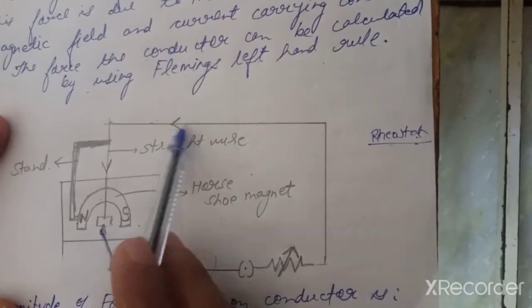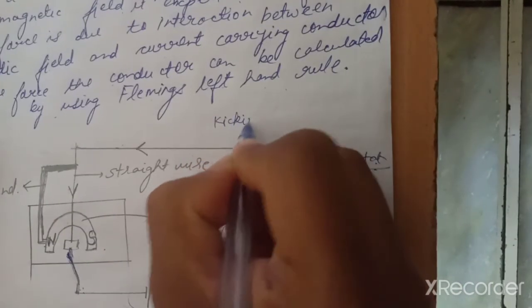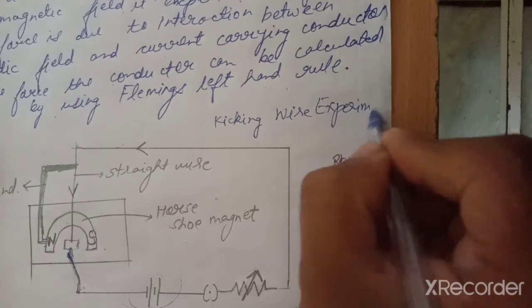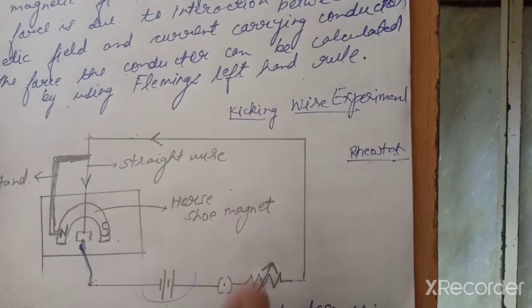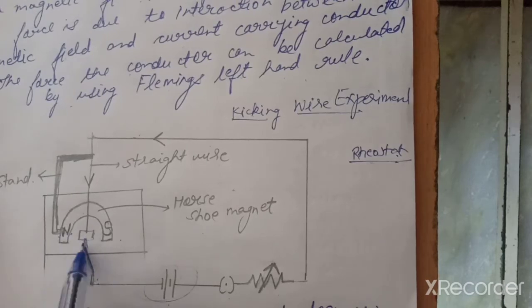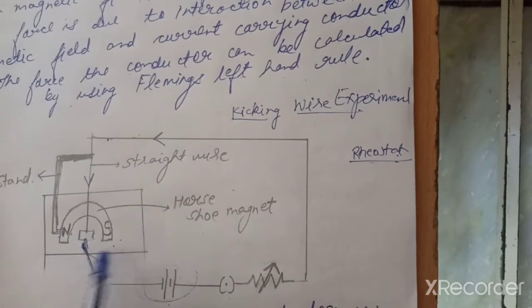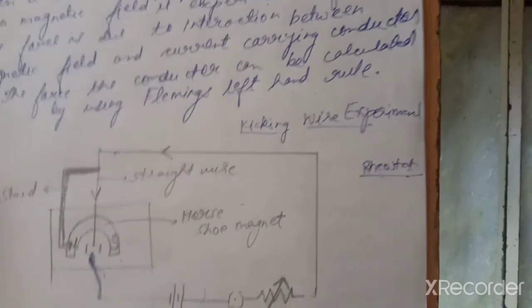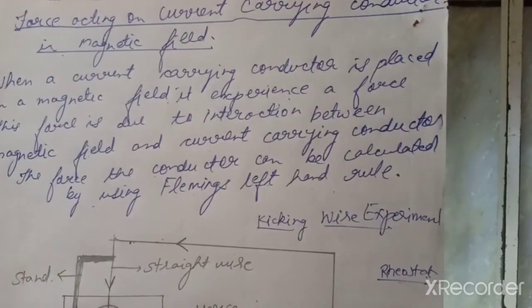Since the wire is kicked by the current and the magnetic field, this is also called the kicking wire experiment. So these were the applications of Fleming's left hand rule. You have to apply Fleming's left hand rule to see the direction of the force acting on the conductor. Due to this current carrying conductor and the magnetic field, this wire will experience a force, and if we find out the direction, it will move in the backward direction. So this was the force acting on a current carrying conductor in a magnetic field.